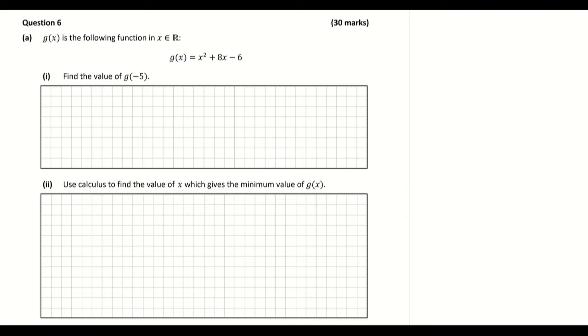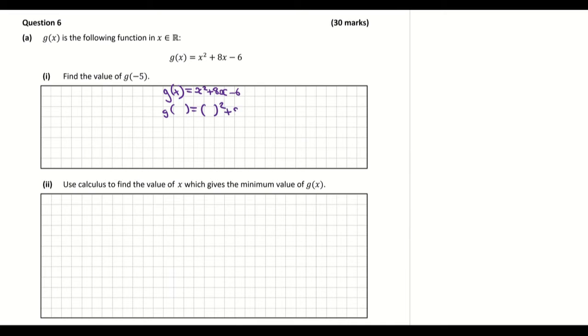Question 6 is functions. Question 6a, g of x is the following function. Find the value of g bracket minus 5. So we're subbing basically minus 5 in for x. So g of x, let's just write it down first of all, is x squared plus 8x minus 6. I'm looking for g of minus 5.